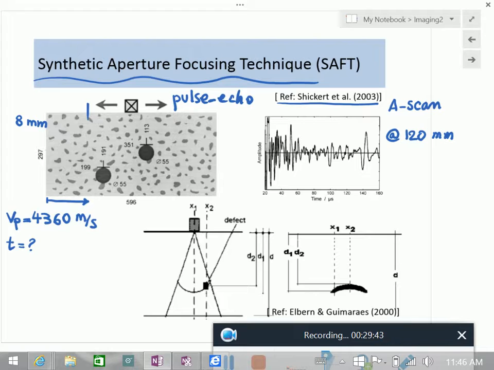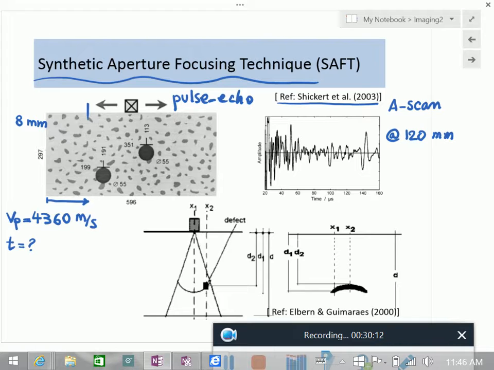Yes. But I've told you that this is at 120 millimeter. If it was on top of it, where would you can just estimate it if it was just on top of it? Don't make it complicated. If it was on top of it, where would we expect to see it? Does anyone have a number for me?